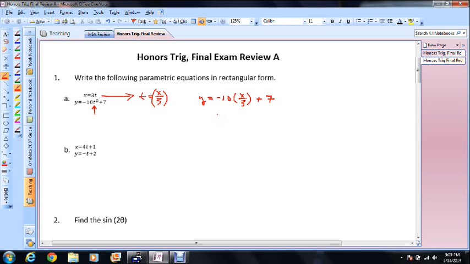So now, just remember, when we simplify something like this, we get y equals negative 10. We have to do the exponent here first. So we're going to get x squared over 9, plus 7. Now we distribute the 10 through into the parentheses after we've done the exponent. And we'll get a final answer of negative 10 x squared over 9 plus 7.